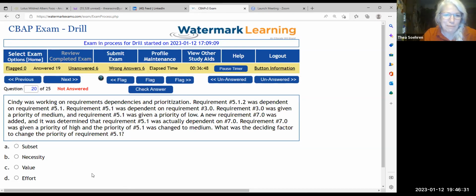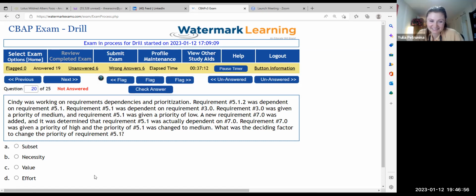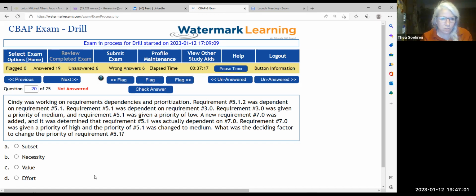Cindy was working on requirements, dependencies, and prioritization. Requirement 5.1.2 was dependent on requirement 5.1. Requirement 5.1 was dependent on requirement 3.0. Requirement 3.0 was given a priority of medium, and requirement 5.1 was given a priority of low. A new requirement 7.0 was added and it was determined that requirement 5.1 was actually dependent on 7.0. Requirement 7.0 was given a priority of high, and the priority of 5.1 was changed to medium. What was the deciding factor to change the priority of requirement 5.1?